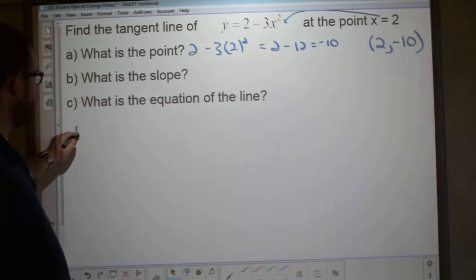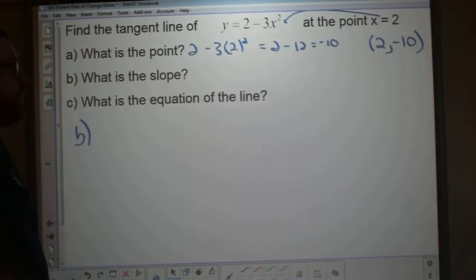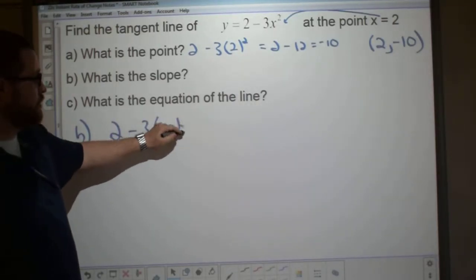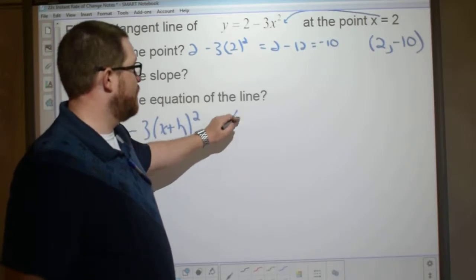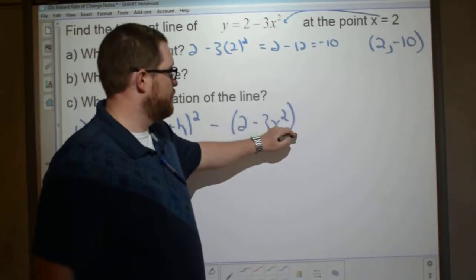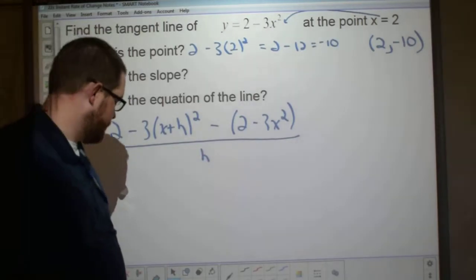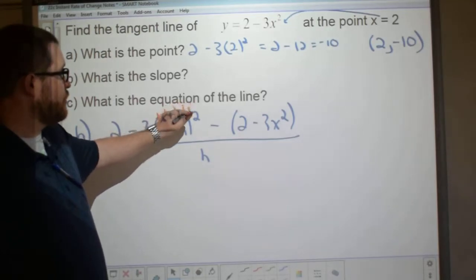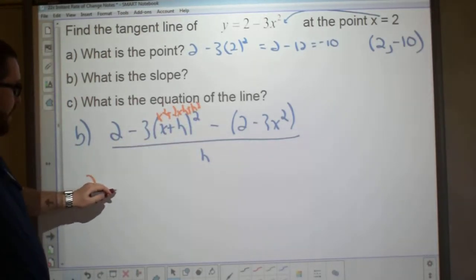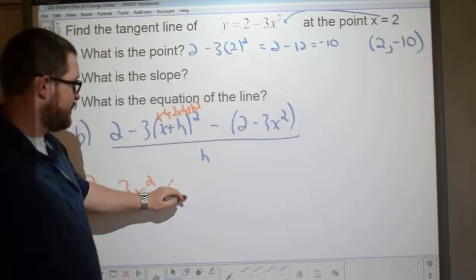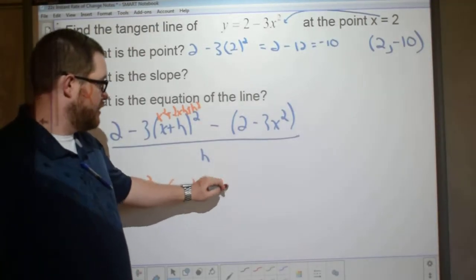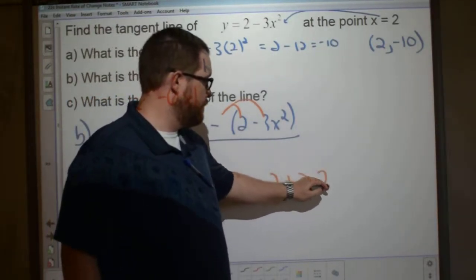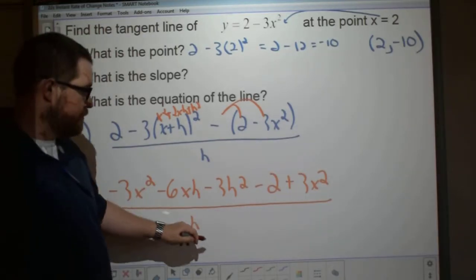So for part B, the slope, because I'm at a point instead of 2 points, I have to do difference quotient. 2 minus 3 times x plus h, quantity squared, minus the original function, all divided by h. Remember, this is x squared plus 2xh plus h squared. So that's going to be 2 minus 3x squared minus 6xh minus 3h squared minus 2 plus 3x squared all over h.